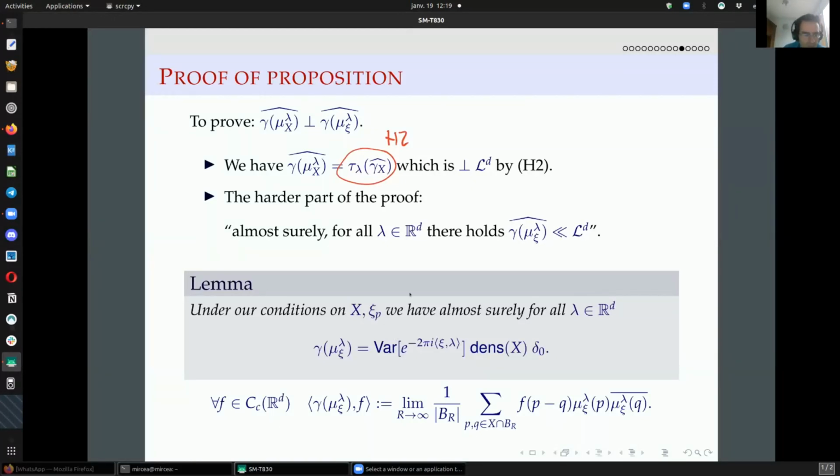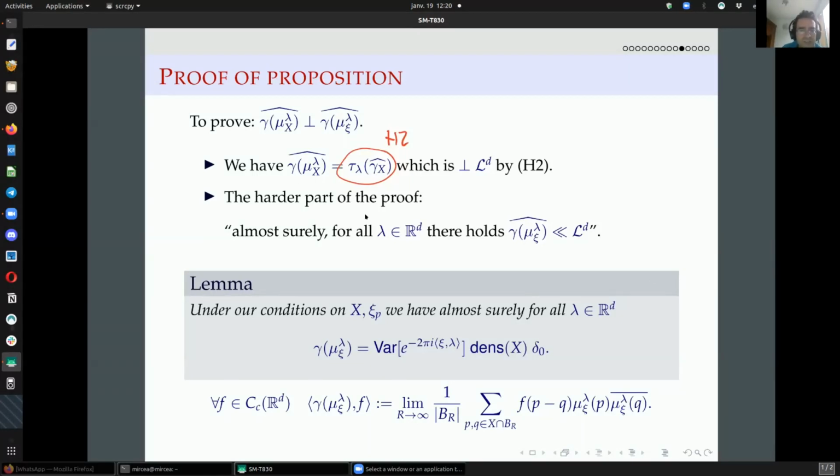And so I don't know till when I have time, but maybe I can skip the proof of the lemma, because I want to conclude. Right, I think my time is almost over, right? 25, yeah. So yeah, let me skip maybe the proof of the lemma.